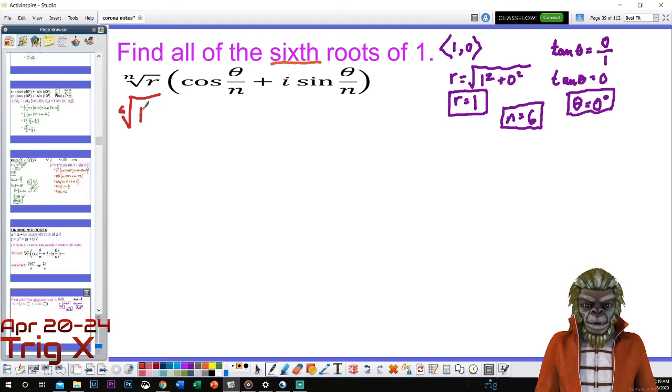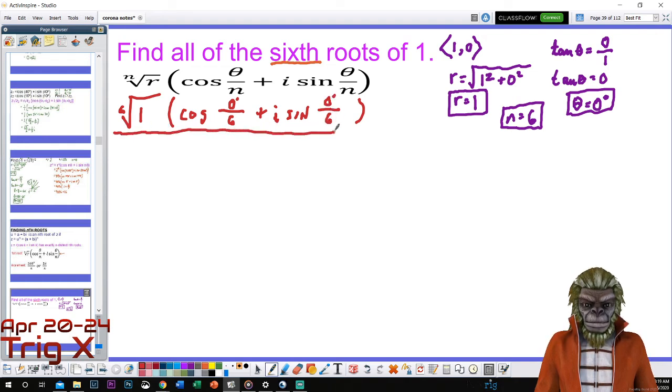6th root of 1 right there. Then I'm going to write my cosine plus i sine. I'm going to fill this in. Theta we said was 0 degrees. N we said was 6. So I've got 0 over 6. Beautiful. Okay, so that is what I consider my setup.